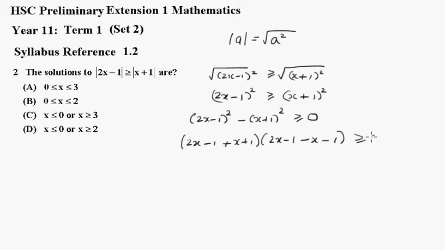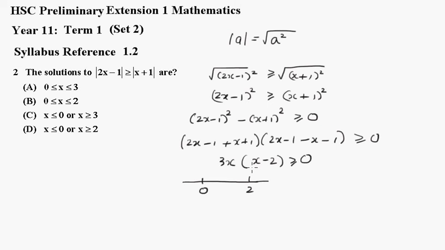It's greater than or equal to 0. Now collecting up our like terms, we see this is just 3x. Outside of it becomes x minus 2 is greater than or equal to 0. So on our little number line, the critical points are 0 and 2.